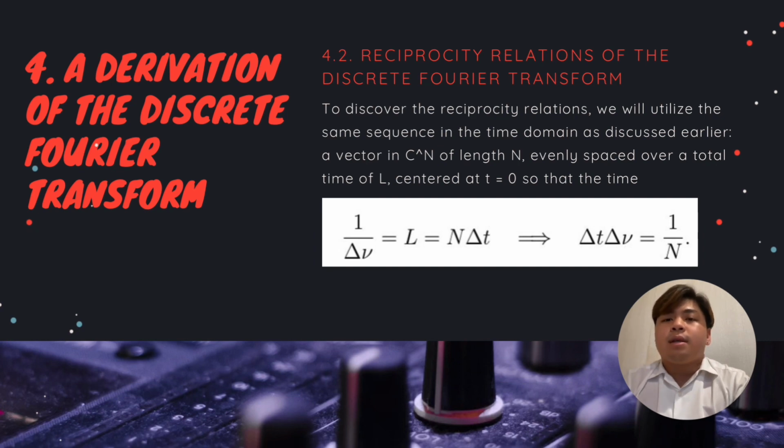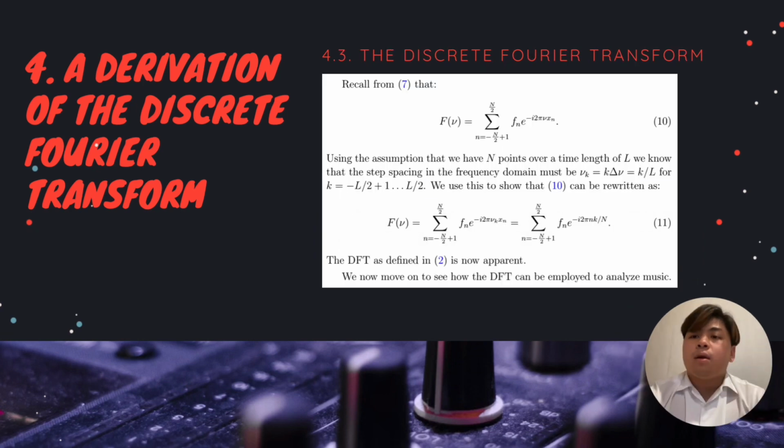To discover the reciprocity relation, we will utilize the same sequence in the time domain. Then we get this relation. We now have the tools necessary to derive the precise form of the DFT. In 4.3, the discrete Fourier transform. We will use this solution to find the formula which we can employ to analyze music.